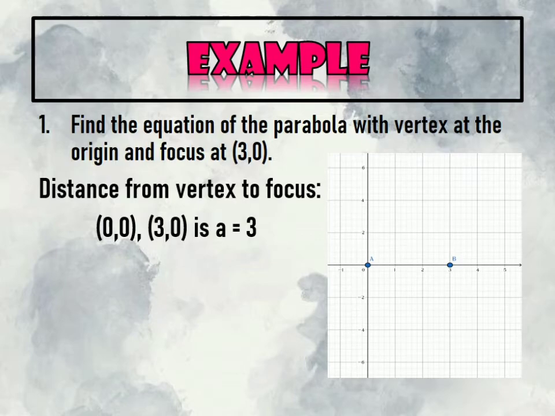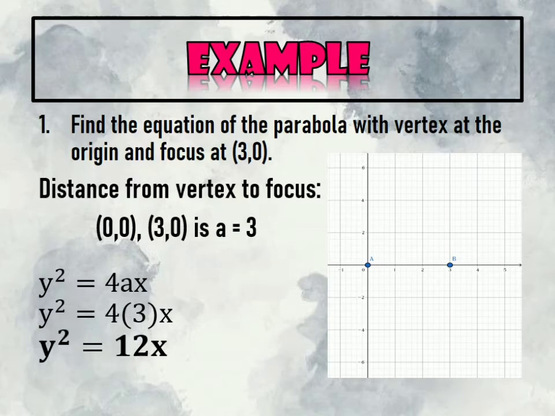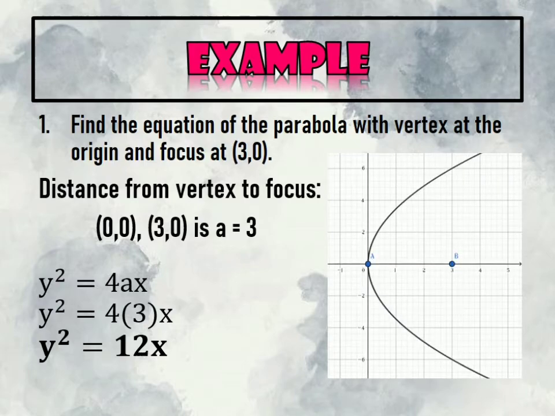Since the ordered pair of the focus is (3, 0), or (a, 0), the equation that we're going to use is the first equation, y squared equals 4ax. Substitute the value of a, which is 3, so the equation of the parabola is y squared equals 12x. If we graph this, it will look like this. The graph opens to the right.